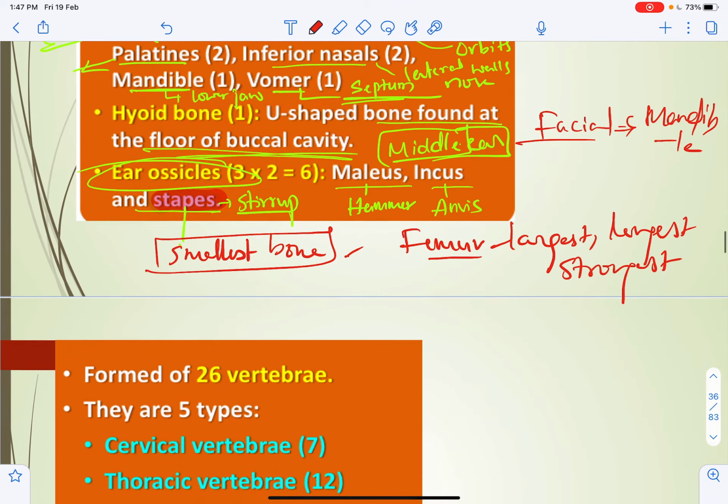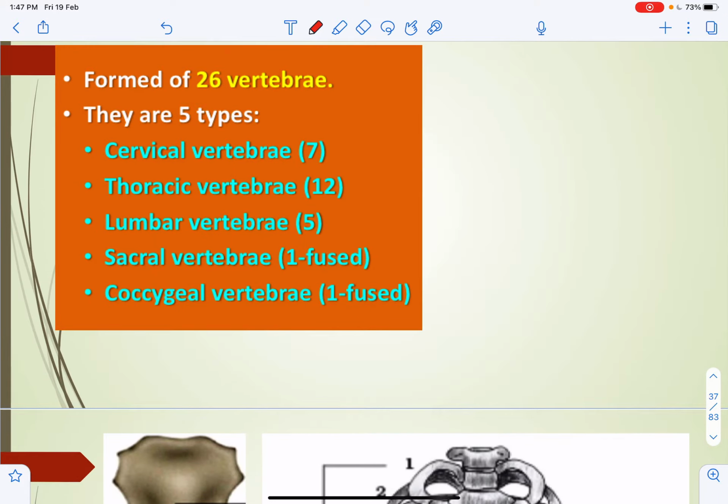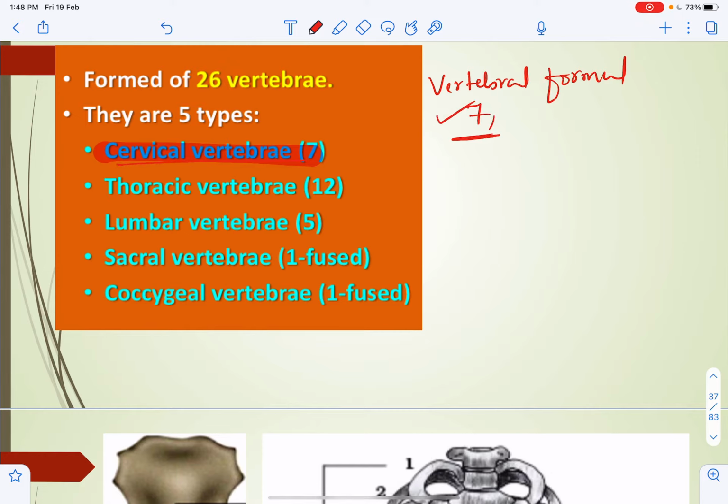So next we can say that is the vertebrae. Here, there are different types, generally 5 types. That is cervical vertebrae, there are 7. So if you're going to say the vertebral formula, here we can write like this: 7 cervical vertebrae in almost all the mammals, same, right?